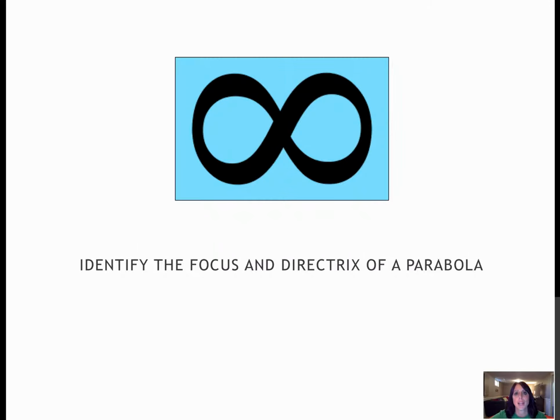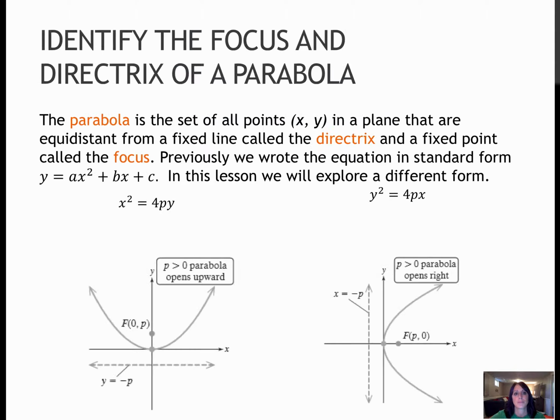In this lesson, we will identify the focus and directrix of a parabola, which will help us when we graph the parabola. So again, the parabola is a set of all points in a plane that are equidistant from a fixed line, which is called the directrix, which we will be finding today, and a fixed point called the focus. So we're very familiar with the focus.